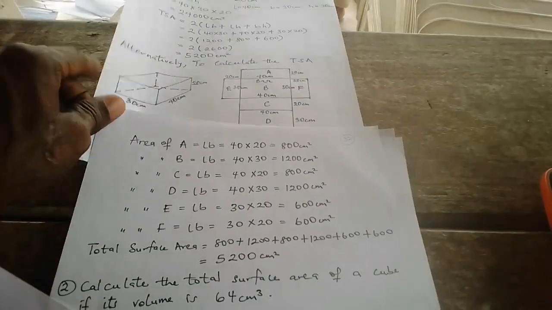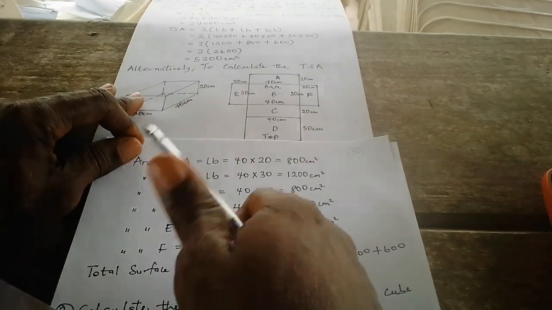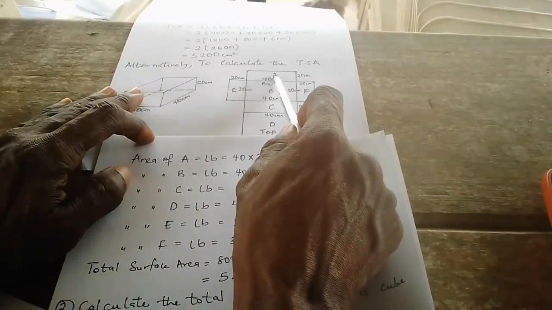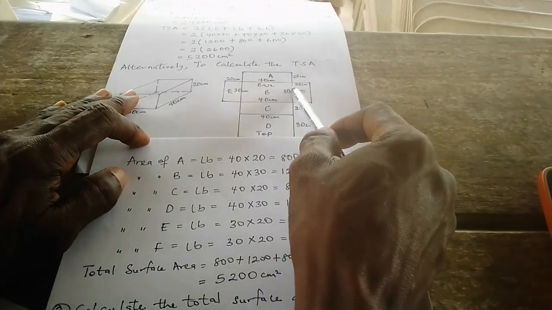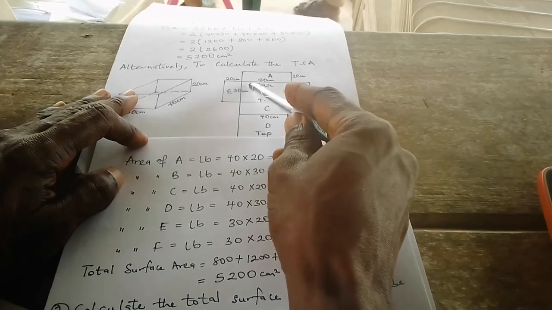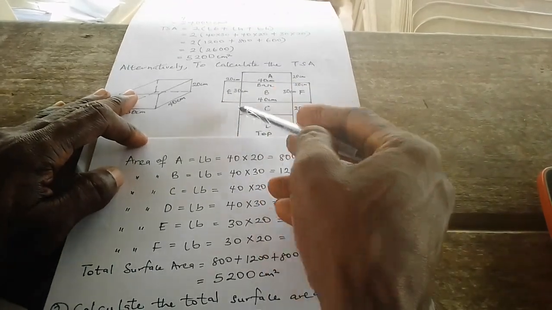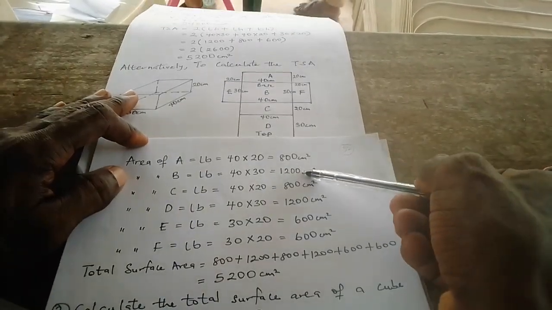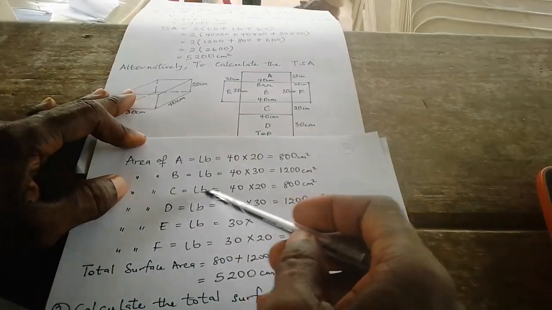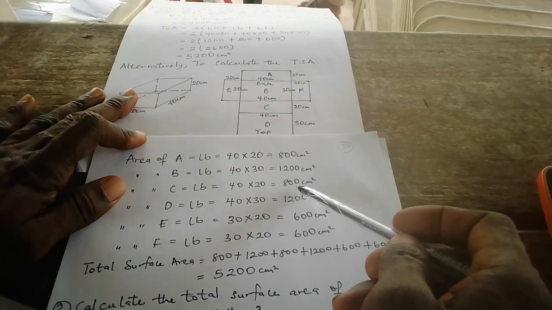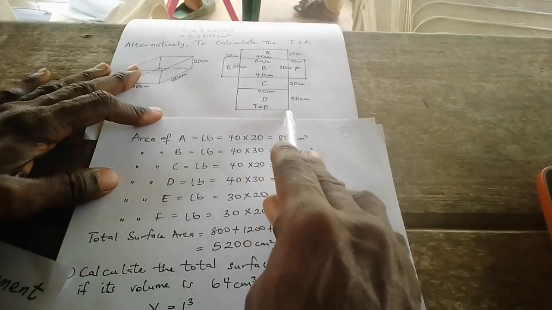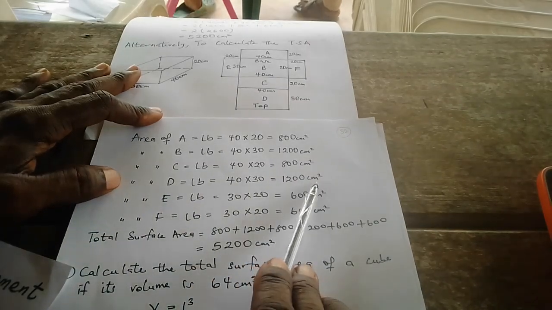So we are now going to look for the area. The area of rectangle A is what? Length times breadth. So the length is 40 times the breadth is taken to be 20. 40 times 20 gives us 800. Then the area of B, 40 by 30. 40 times 30 will give us 1,200. Area of C, 40 by 20. So 40 times 20 will give us 800 centimeters square. Area of D, this 40 by 30. 40 times 30 is 1,200.